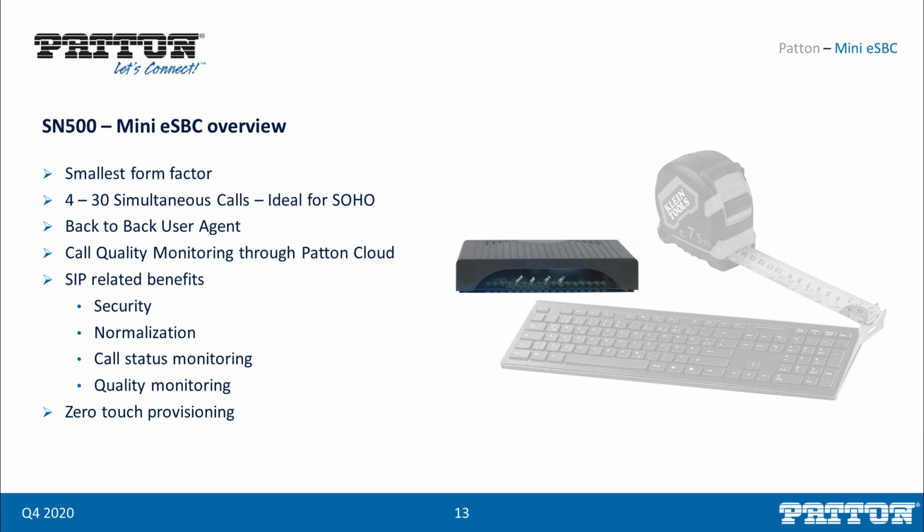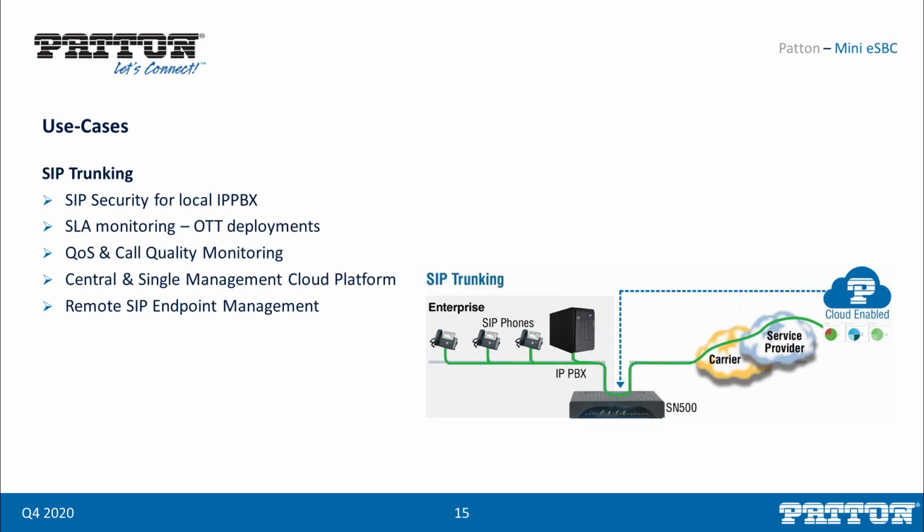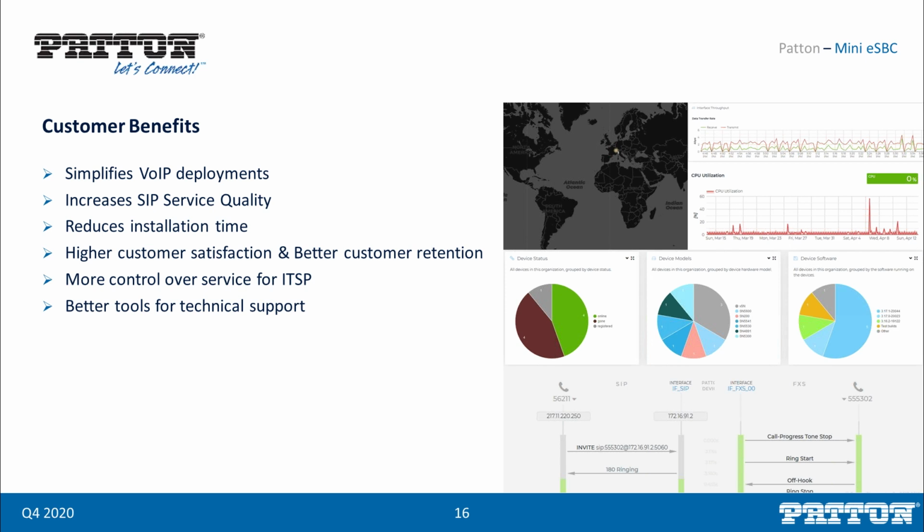So what makes this unique? Again, it's a really tiny form factor. It's small in the calls that it does. It's 4 to 30 simultaneous calls, which again is ideal for your small office, home office. It does have the back-to-back user agent. It does have the secure Patton cloud connectivity, which I'll talk about in more detail. So you're able to do call quality monitoring and get all of the SIP related benefits of security and normalization I talked about, and it can be provisioned with zero touch, also using the Patton cloud, or what we call redirect.